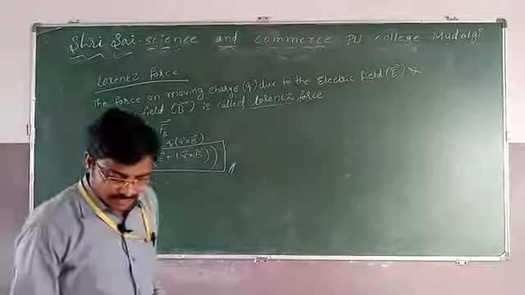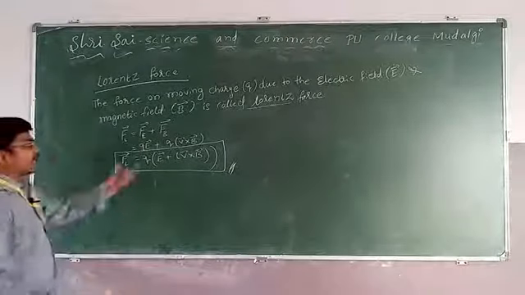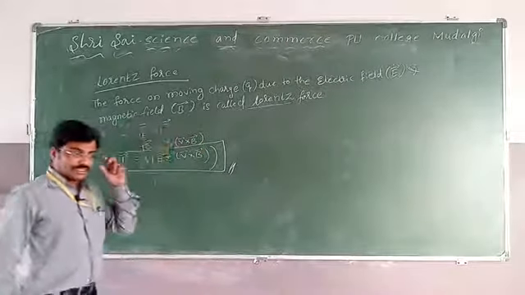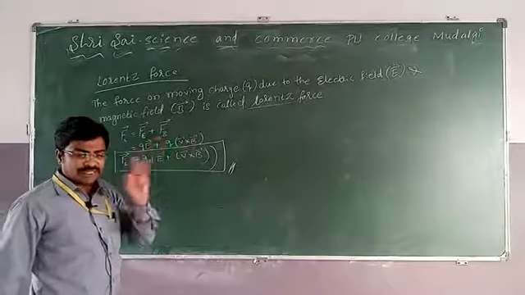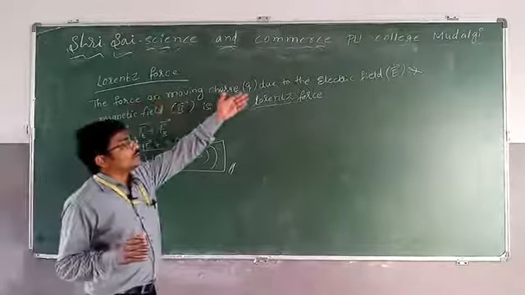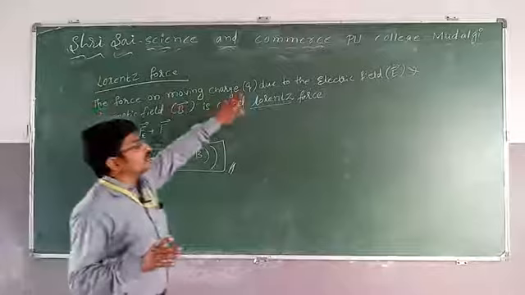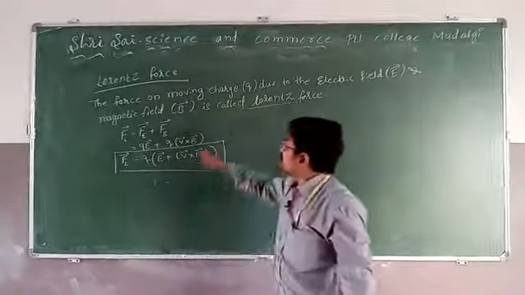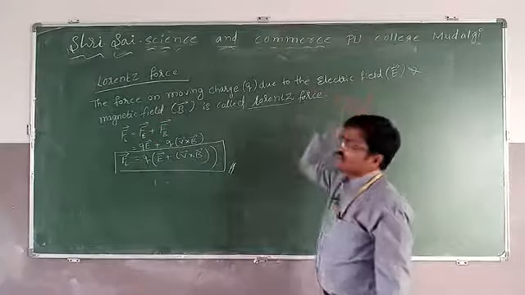Next we move on to the definition of the magnetic field. With the help of this magnetic force formula, we can define the magnetic field. But before that, you just understand what is the Lorentz force. Just once again I will repeat. Lorentz force means it is a force on a moving charge Q due to the electric field E and also due to the magnetic field B is called Lorentz force.